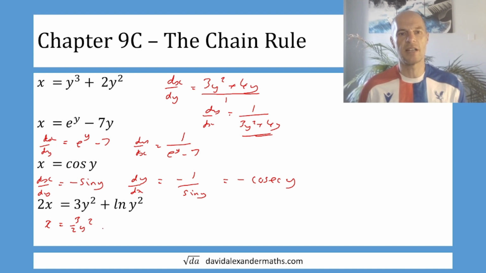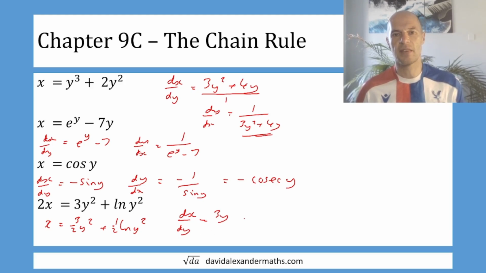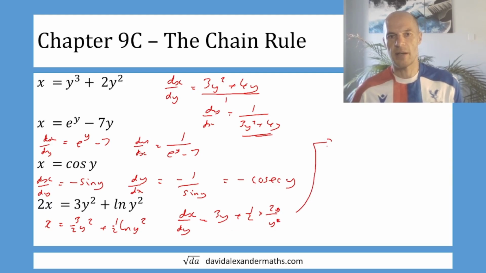Okay, with this next example, first of all, let's make it x not 2x, so x is 3 over 2 y squared plus 1/2 the ln of y squared. So therefore dx by dy is going to be 3 over 2 times by 2, so that's going to be 3y plus 1/2. So we're differentiating the ln of y squared, so that's going to be a half times 2y on the top and a y squared on the bottom, so these y's can cancel out.